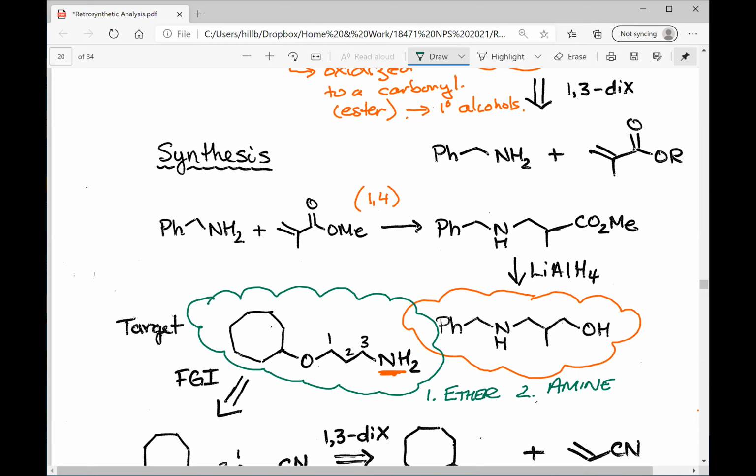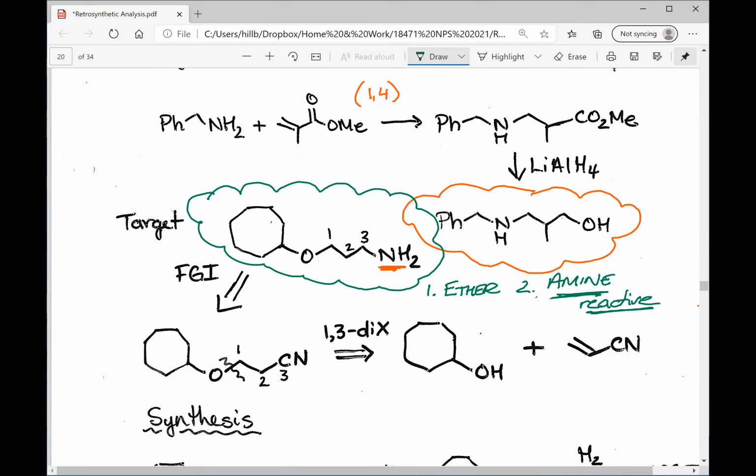So if we think back to our guidelines with regard to chemoselectivity, the amine is the thing we want to install last, because this is the reactive functional group. The ethers are solvent, so we hardly ever use those; it's just a structural feature of a molecule as opposed to a reactive functional group. And this is just one of the ways that this could be done. There's another possible way, which we'll get to in a little while.